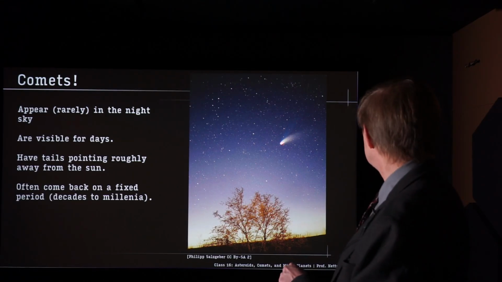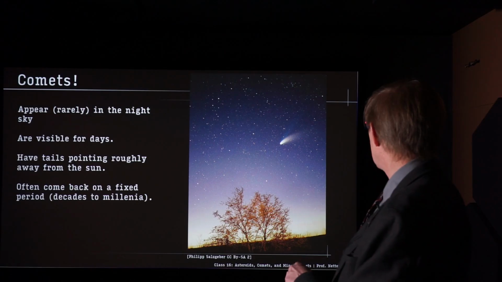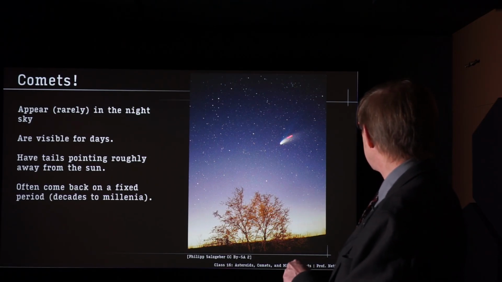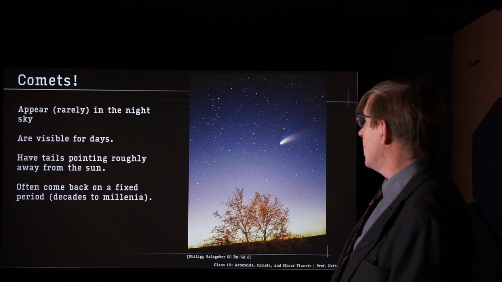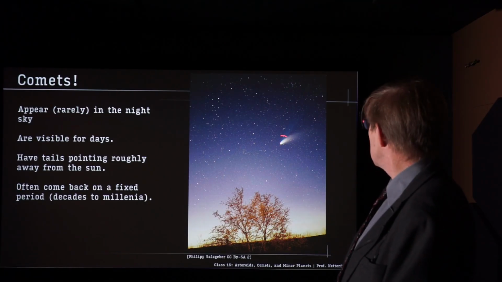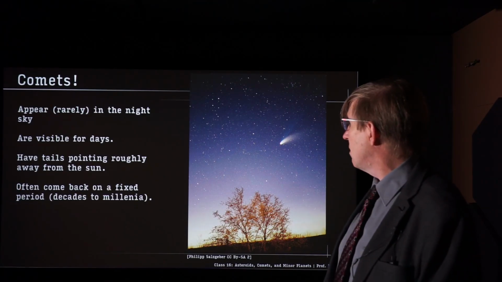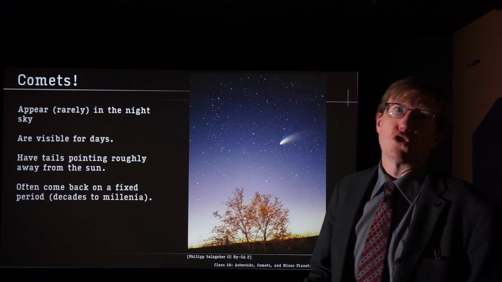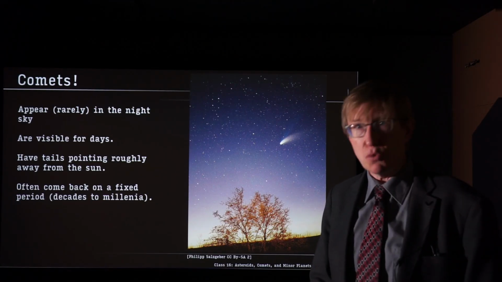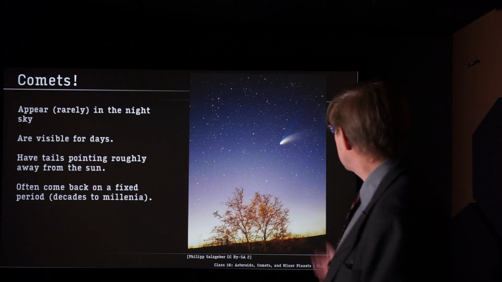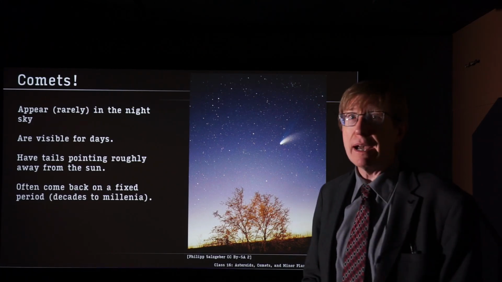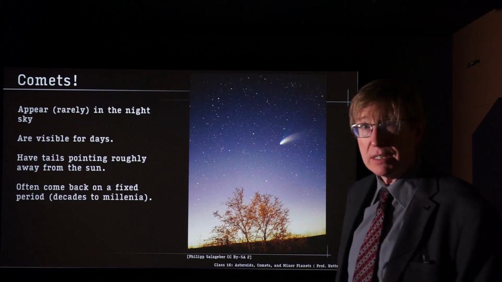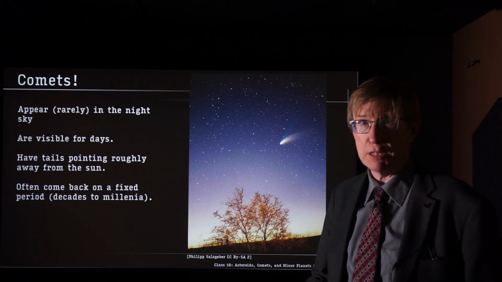And this brighter one, which kind of points back away. The comet is actually moving in this direction, and so it's pointed back away from the direction of the sun. And these objects often come back on a fixed period. So it might come through, and then 12 years later, come back again, and then 12 years later, come back again. Or it might be one that comes back every 100 years, or every 900 years. So different comets come back at different fixed periods.